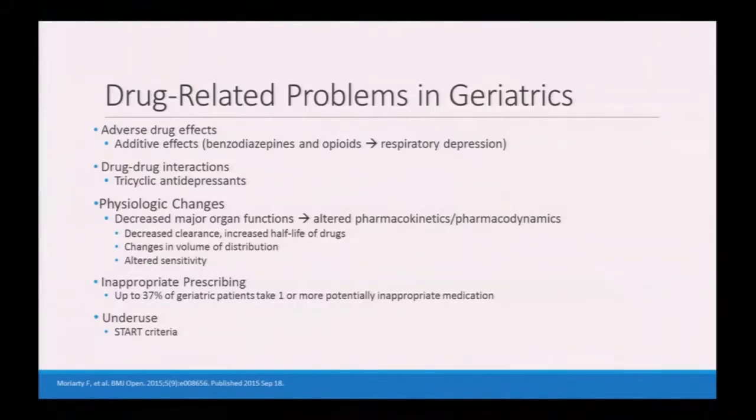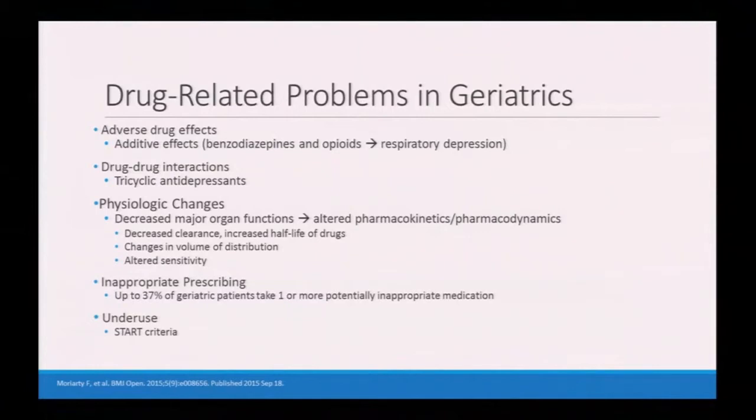And then changes in volume of distribution is also an issue. As patients age, their body mass changes, their muscle mass decreases, they have less or more volume of distribution, depending on the situation, where medication exposure can be changed. And then also patients can experience altered sensitivity, so they may be more sensitive to a medication at a lower dose. So that's something to be considered, especially with these medications that have high-risk adverse effects.